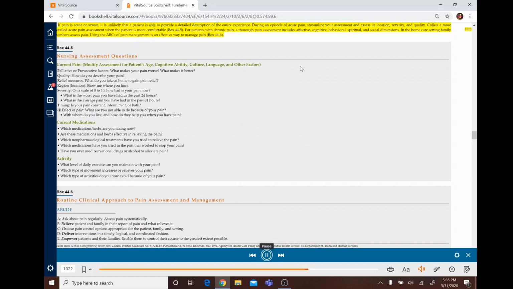If pain is acute or severe, it is unlikely that a patient is able to provide a detailed description of the entire experience. During an episode of acute pain, streamline your assessment and assess its location, severity, and quality. Collect a more detailed acute pain assessment when the patient is more comfortable, box 44-5. For patients with chronic pain, a thorough pain assessment includes effective cognitive, behavioral, spiritual, and social dimensions. In the home care setting, family members assess pain. Using the ABCs of pain management is an effective way to manage pain, box 44-6.